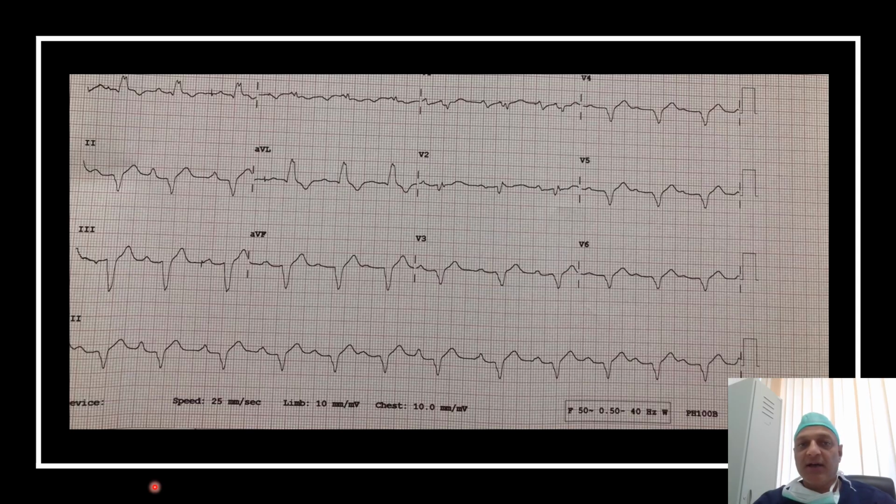Now here comes the ECG of our patient. Look at this ECG. You can see this is normal sinus rhythm. P wave followed by QRS complex, P wave followed by QRS complex, P wave followed by QRS complex. Here in lead second, you can see prominent P waves. In lead V1, you can say left atrial abnormality or P mitrale.